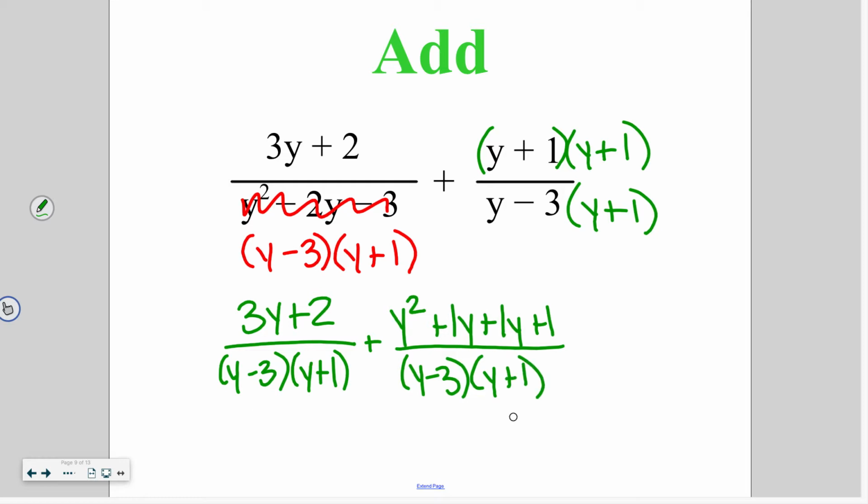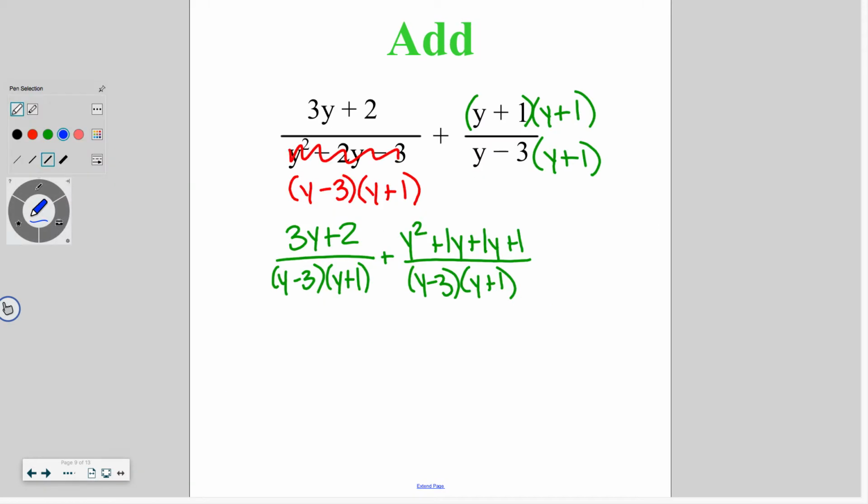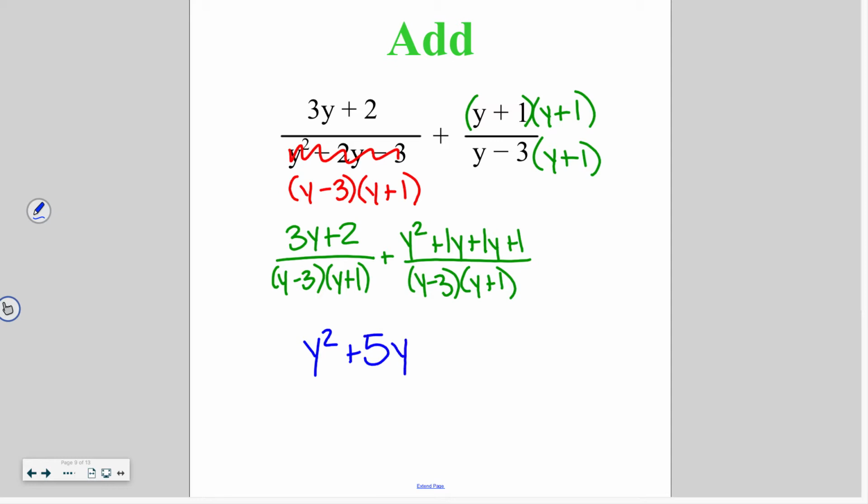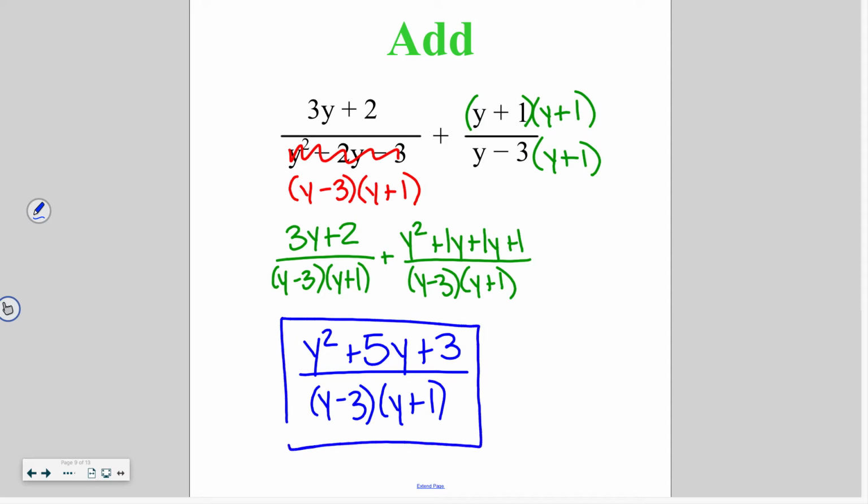Now, since my denominators match, I can go through and add up the numerators. So I've got a y squared up top, so that's going to stay. Then I've got 3y plus 1y plus 1y. That's going to give me 5y. And then I've got a 2 plus 1, which is going to give me 3, over y minus 3, y plus 1. Then we're going to want to double check, is there anything that multiplies to 3 that adds to 5? There is not. So this is our final answer.